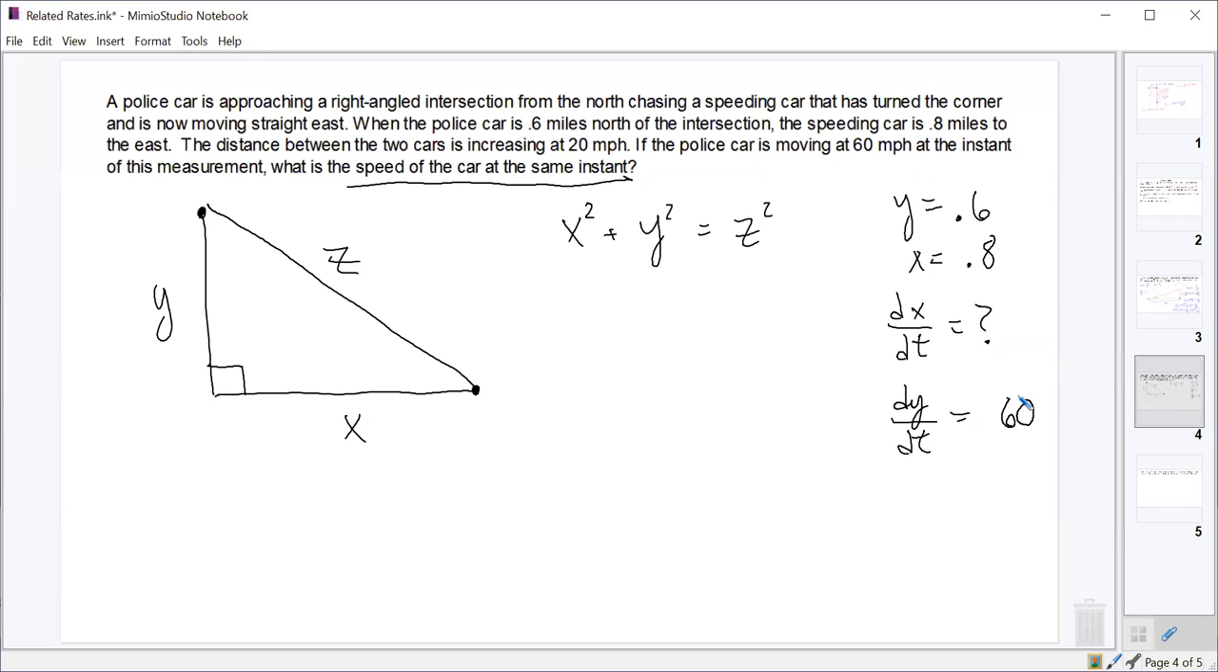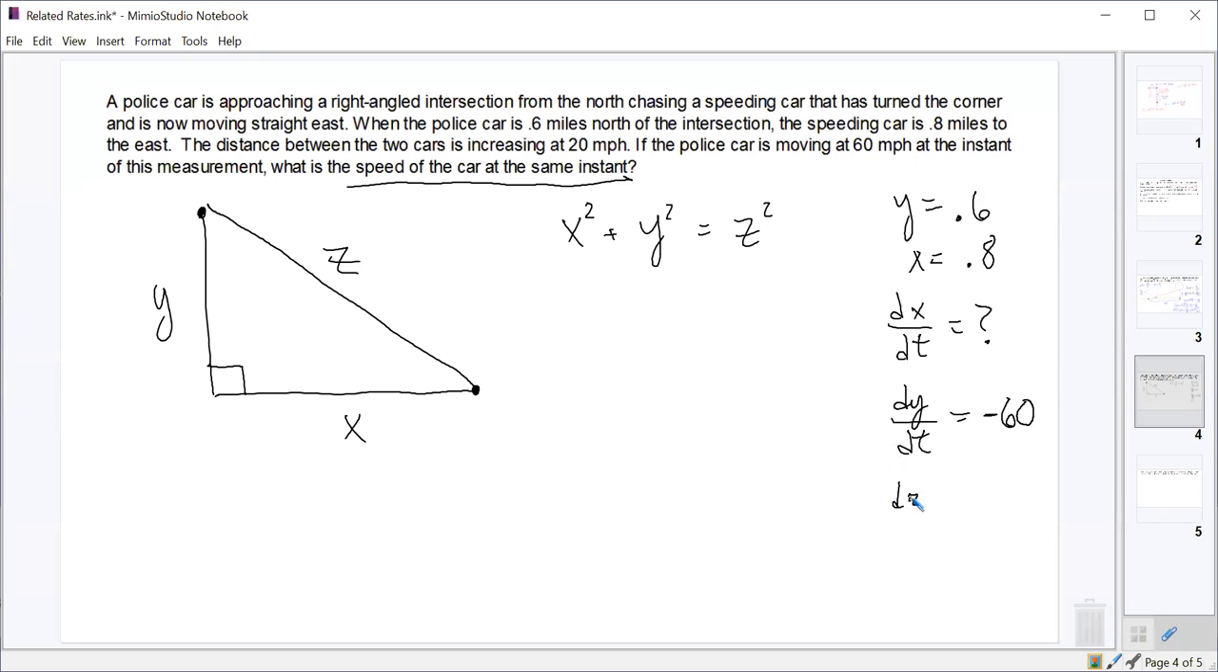Tell me about y. What's happening to y as the police car approaches this intersection? Decreasing. It is decreasing. So should its rate of change be a positive value? No. If it's decreasing, its rate of change should be a negative value. So we're going to call that a negative 60. Anytime the distance is decreasing, you need to make sure that your rate of change is a negative value.